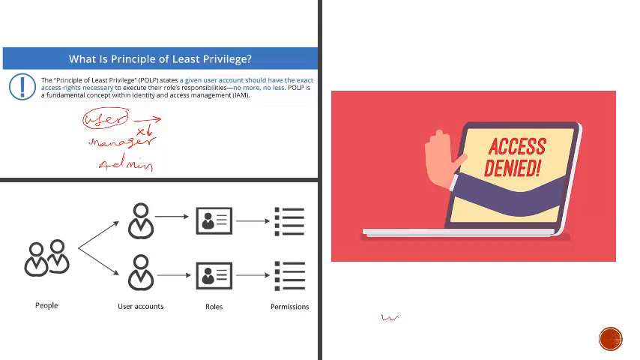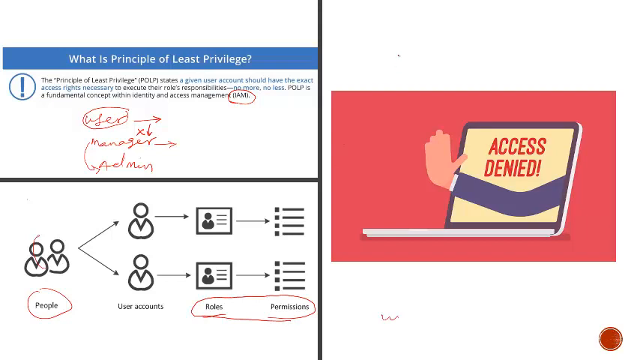It also means that the manager would not be able to perform the administrator role, because they would not be given that privilege. So when you give a user the exact privilege they need to perform their roles and responsibilities, no more and no less, you are enforcing the principle of least privilege. It's a fundamental concept within identity and access management. We are going to talk about IAM in some other videos later in this course. But note that the principle of least privilege usually involves people, and it centers around roles and permissions that are given to certain users based on their job function.